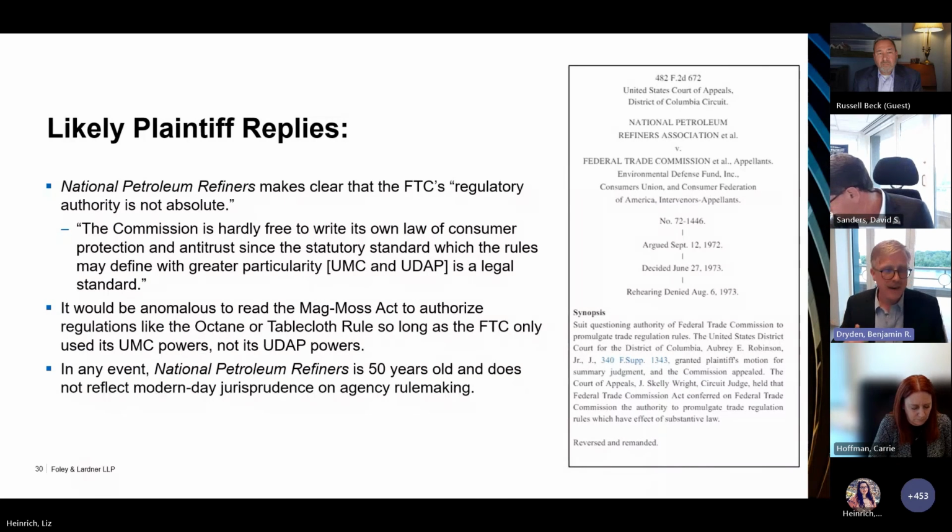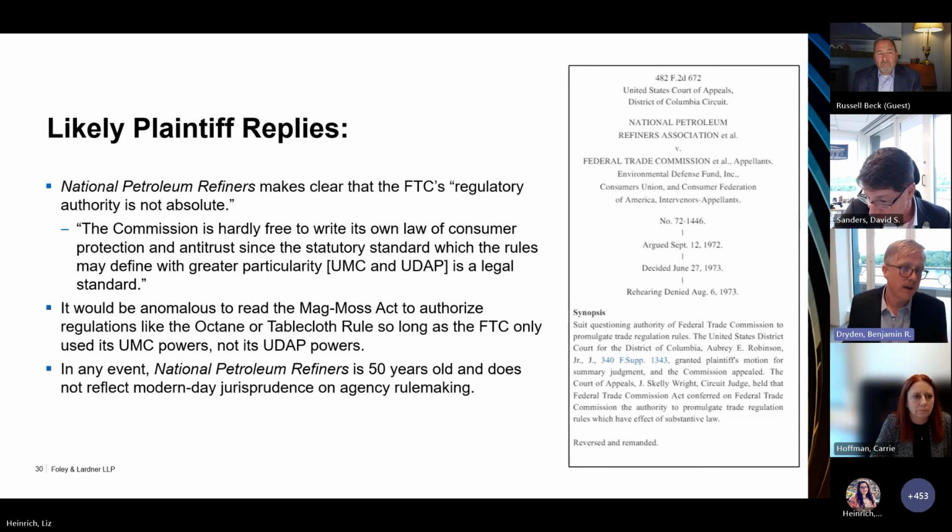They could say that exception in the Mag-Moss Act, it would be anomalous to interpret that to say, okay, well, the FTC could adopt the octane rule based on its UMC powers, but not its UDAP powers. That would be an odd result. But it's an issue. And really what the plaintiffs want to do is overturn the National Petroleum Refiners case. So it'll be interesting to watch.